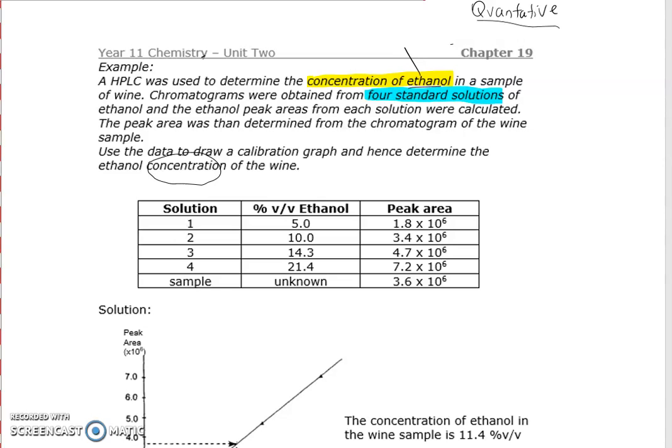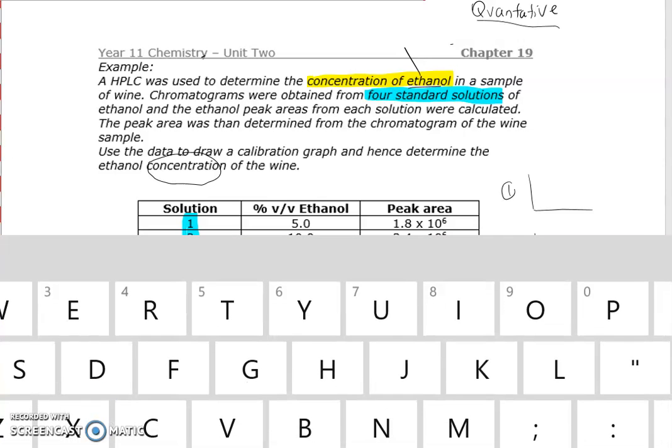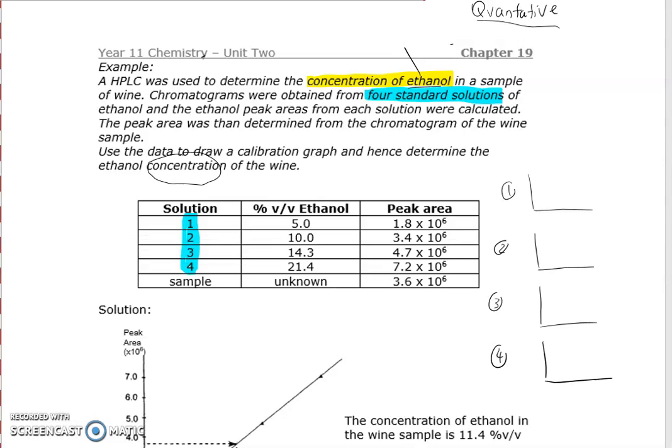Okay, so we have some data here, and we've got 4 standard solutions which they have popped into the machine. So what that means is that they would have got 4 separate chromatograms for each of these samples. 1, 2, 3, 4, and they would have been pure ethanol of different concentrations. And when they ran each of those through the machine, they would have got a chromatogram with a different peak height, or peak area rather. So different peak area.